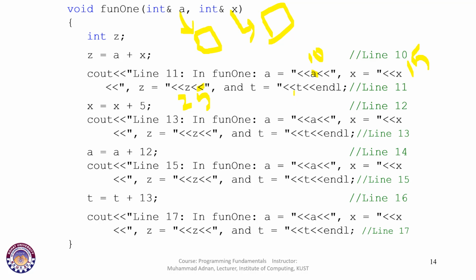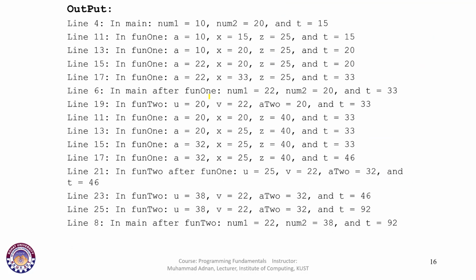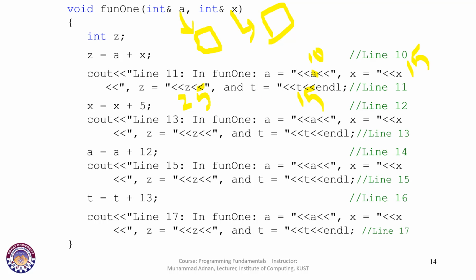We also print the value of t, because t was a global variable. Because we haven't changed the value of t, 15 will be printed. So 10, 15, 25 and 15, as you can see here. That is very easy. Then we add 5 to x. Now x will have the value of 20, and it will also be reflected in the global variable.